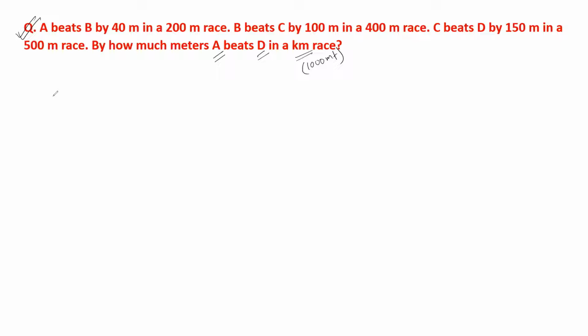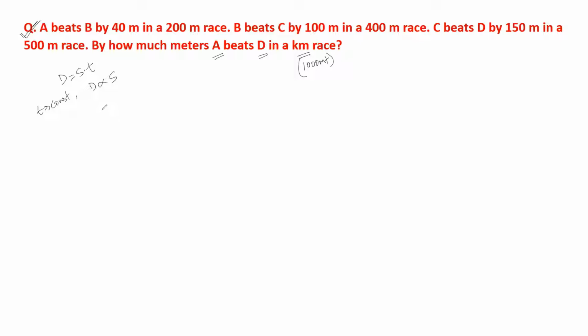If you guys remember, in the first video of time, speed and distance, we have learned that distance is equal to speed into time, and when this time is constant, we say that distance varies directly to speed. That means when two people are traveling for the same time, then the ratio of the distances traveled would be equal to the ratio of their speeds.